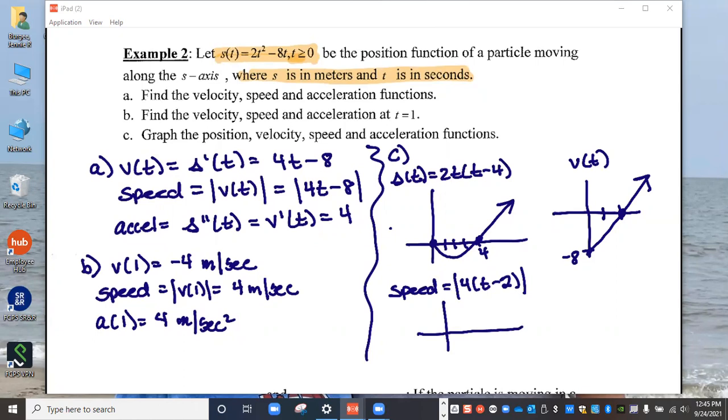So where is this vertex going to hit the x-axis? 2. What's that 4 that I factored out going to do? Do you remember? Yeah, it's the horizontal compression. So I know it's going to intersect my y-axis when I plug in 0 for t. Again, it's going to intersect up here at 8. So there's my speed function.